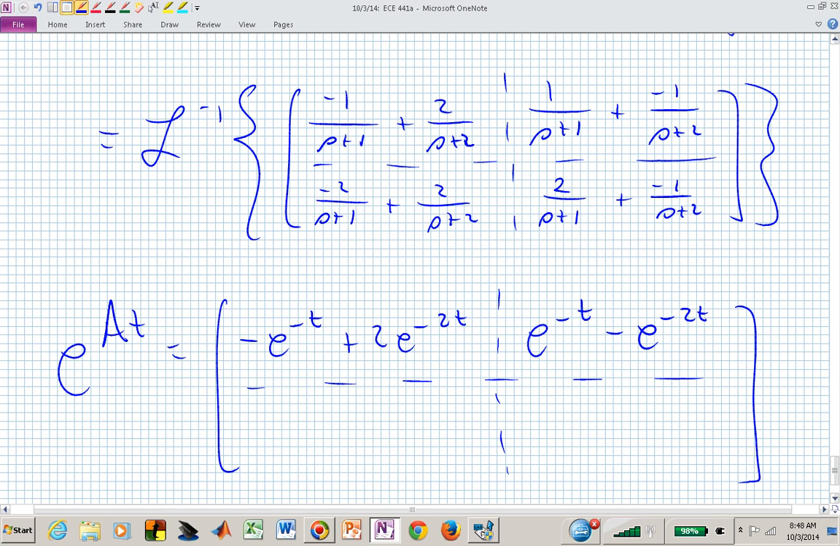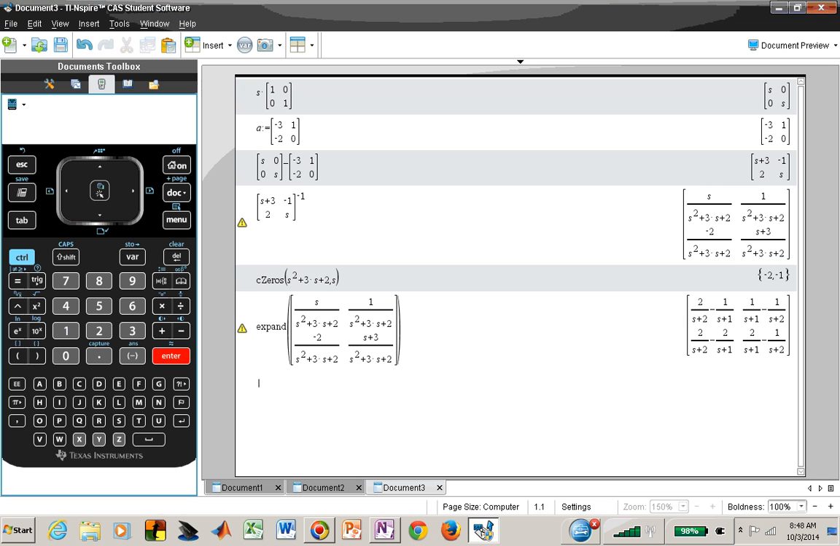And this tells you how that will happen. The second row you've already completed. It's minus 2 e to the minus t plus 2 e to the minus 2t, 2 e to the minus t minus e to the minus 2t. Wasn't that easy? Especially if you had that buddy right there, right?